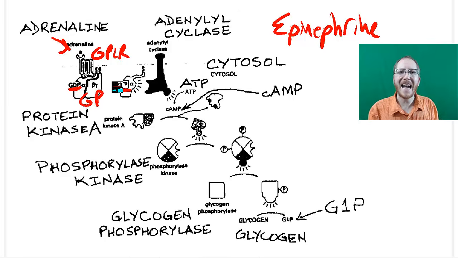And then once it gets activated, that G protein complex kind of breaks apart, and you can see this first subunit called the alpha subunit is going to just mosey on over to this other enzyme. And this other enzyme happens to be called adenylyl cyclase.